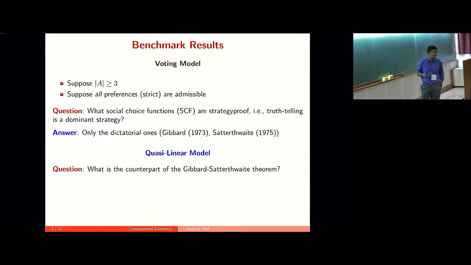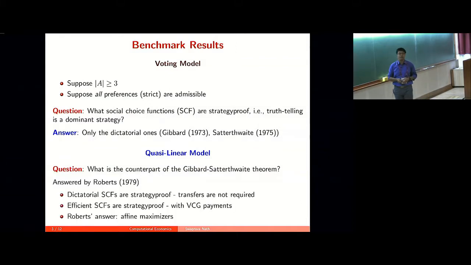Now we can ask the question in the corresponding domain of mechanisms with money, and the mechanism with money is given by the quasi-linear model. That is, you have a value minus the payment. That is essentially your net payoff. We can ask the same question: what are the social choice functions which are strategy proof? And this was answered by Roberts way back in 1979, and the answer in that case was affine maximizers.